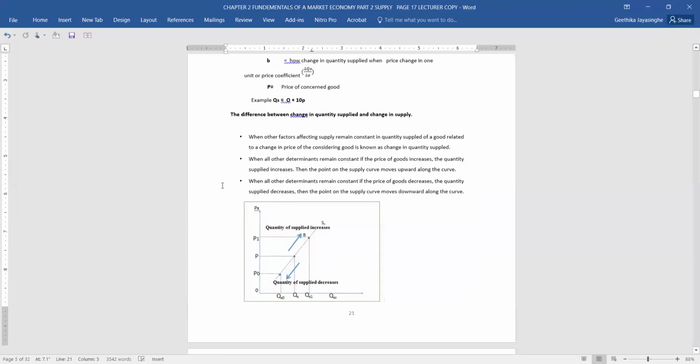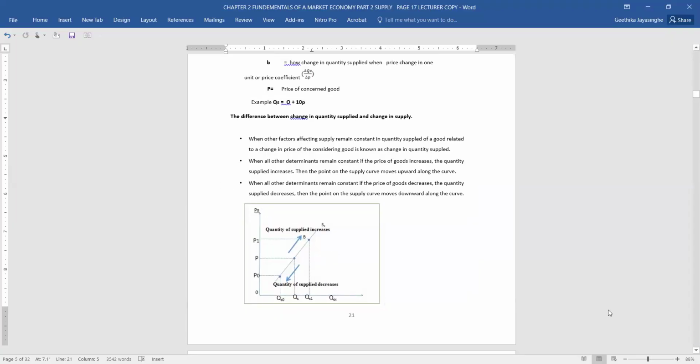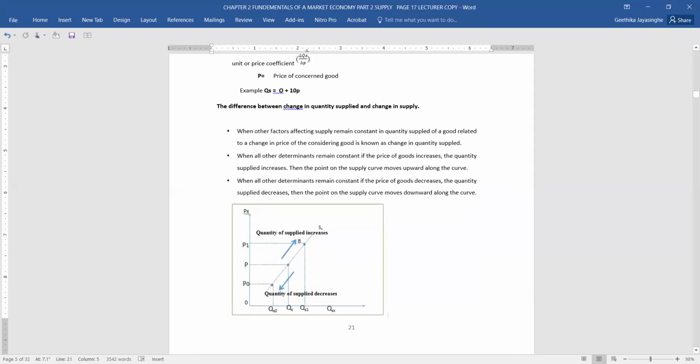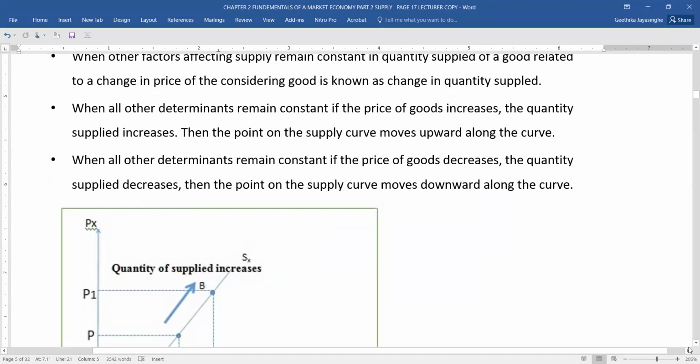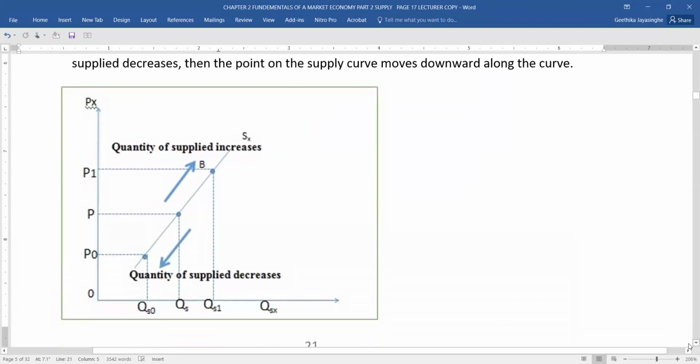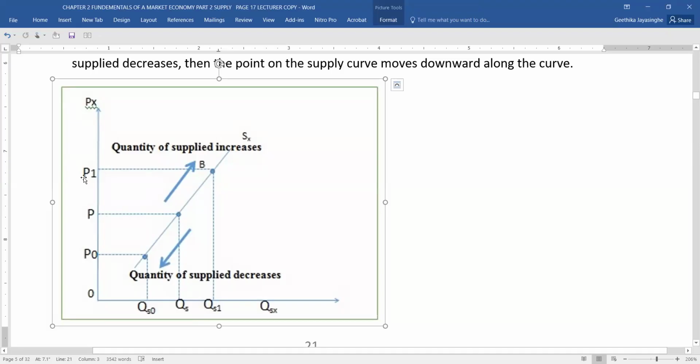Then we are going to talk about the difference between the change in quantity supplied and the change in supply. Before that, you may have to draw the next graph. You may draw that in page number 20. In page number 20, you have one space. Do write this down. It's about change in quantity supplied. These are movements along the supply curve, from one place to another. You can see when the price rises, P0, P, P1.